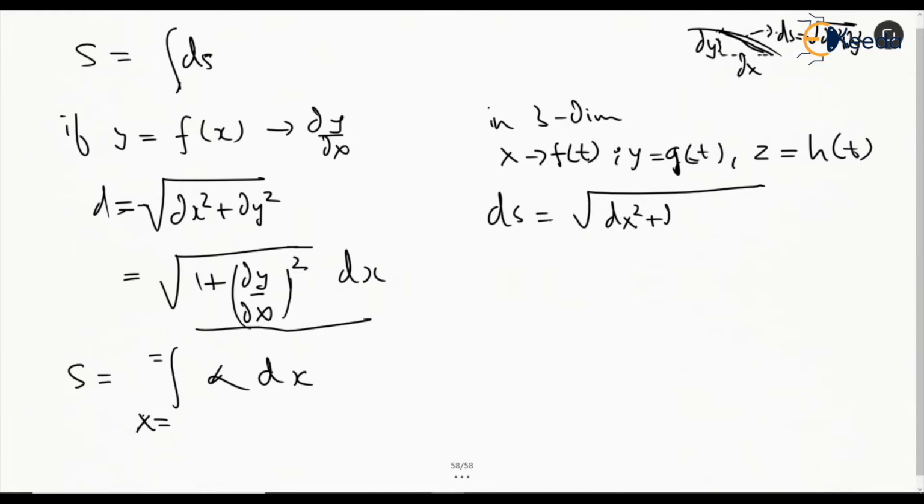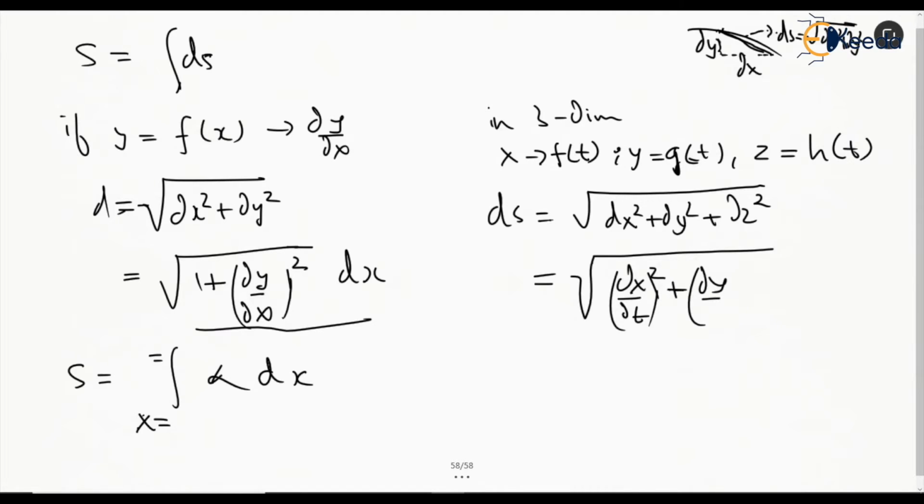dx square plus dy square plus dz square, instead of that we can write it in terms of dx by dt square plus dy by dt square plus dz by dt square, integration with terms of dt.